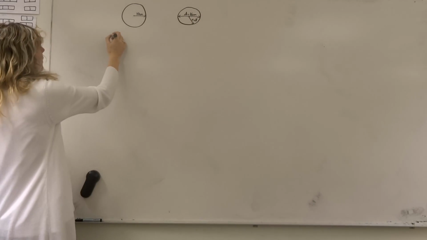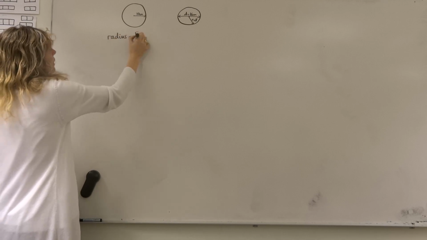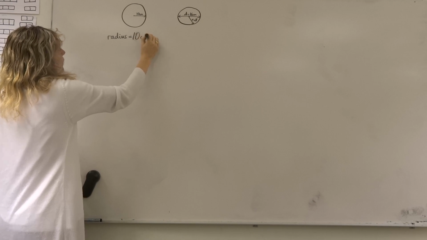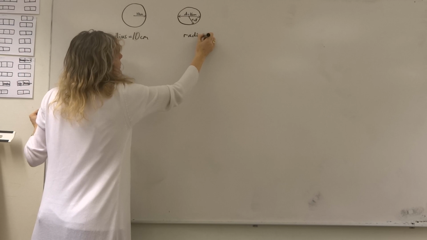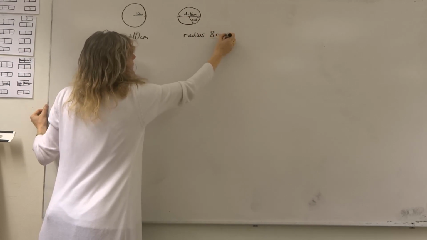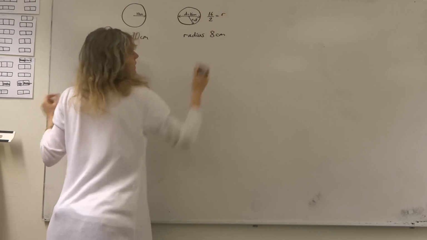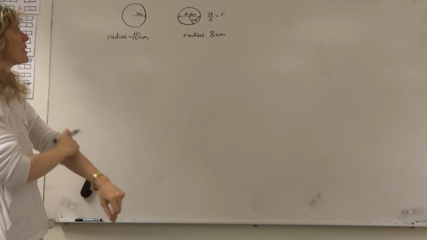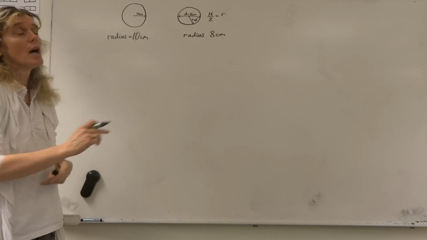So here we have a circle with a radius of 10 centimeters, sorry, and in the second one we have a radius of 8 centimeters. Diameter divided by 2 is the radius. Remember that. Before we even start our calculations, make sure that you've put everything in terms of radius.